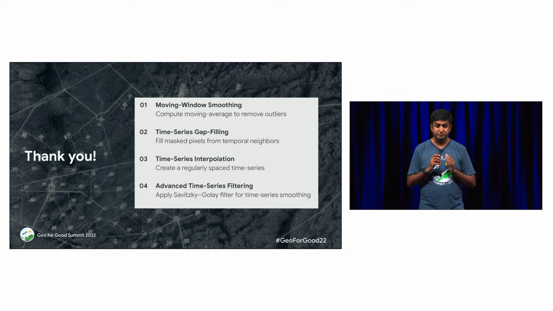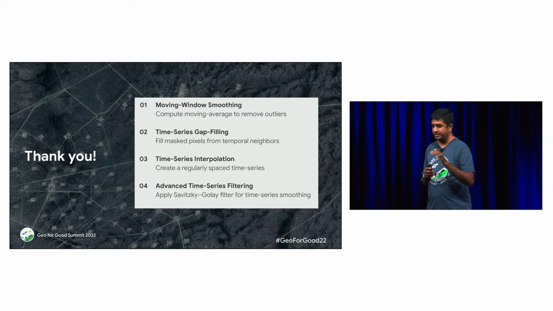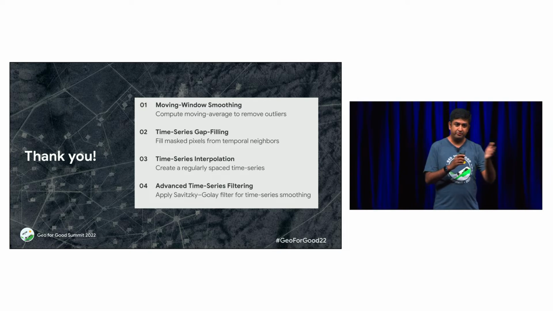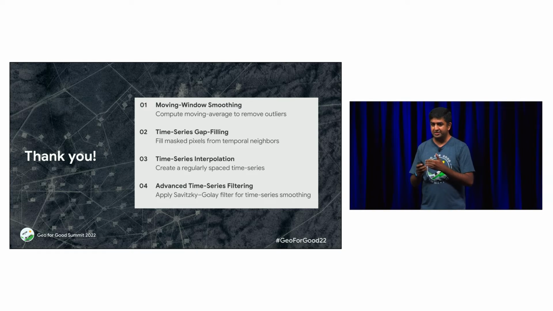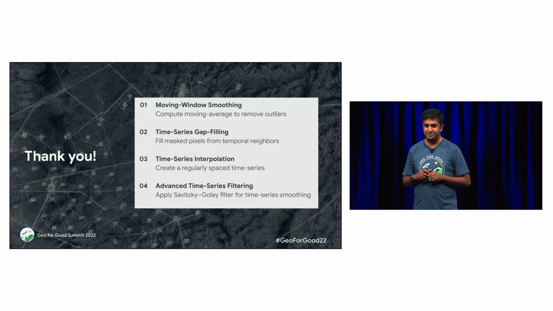Right. So we come to the end. We did four things. We started with a moving window smoothing. We learned about joins. We then said, I want before and after images to do gap filling. Then we created a regular time series. And then lastly, we used that to do an array-based operation by doing some filtering. And since we have time, I want to show you some extra cool stuff, like what you can do joins for. And then we'll open up for questions.